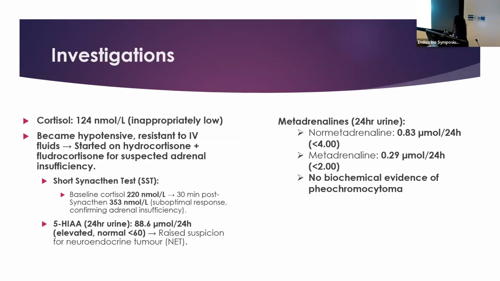He also developed hypotension, which was resistant to IV fluids. So we suspected adrenal insufficiency and started hydrocortisone. The cortisol level was low, and we performed a short synacthen test, which confirmed adrenal insufficiency. Because of the background NET family history, we performed 5-HIAA, which was mildly raised. There was still suspicion for neuroendocrine tumor.